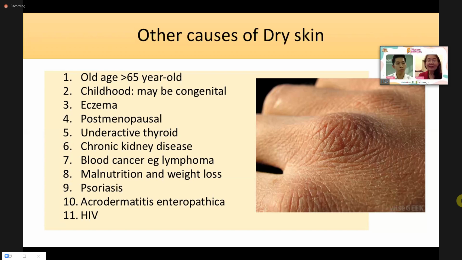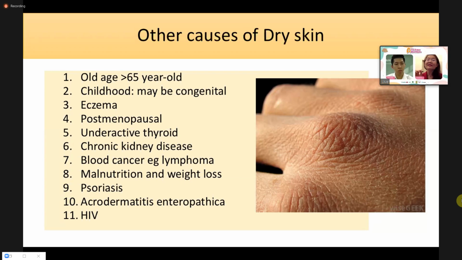Another risk factor for dry skin is cancer. If you have a blood cancer like a lymphoma, which you have often heard of, it is a cancer of the blood, you might have dry skin. And of course, if you have malnutrition, lack of nutrition, and blood loss, you also have dry skin. And there are other chronic skin disorders like psoriasis. You might have dry skin as well.